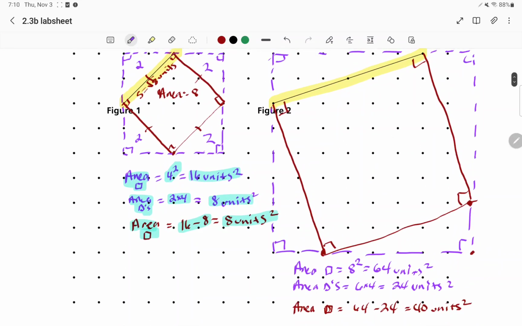And now the final step is to figure out what the side length is right there. And that side length is going to be the square root of 40. Whoops, this just happened to be the one we did at the beginning. Okay, so it's going to be the square root of 40. That's our side length.